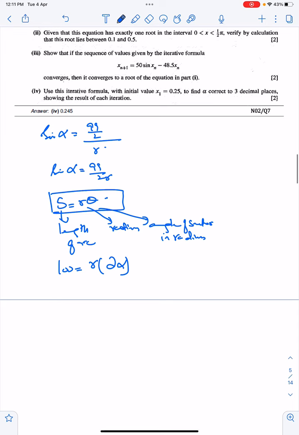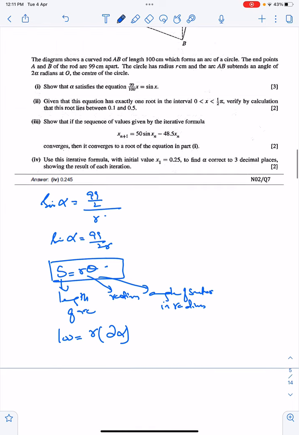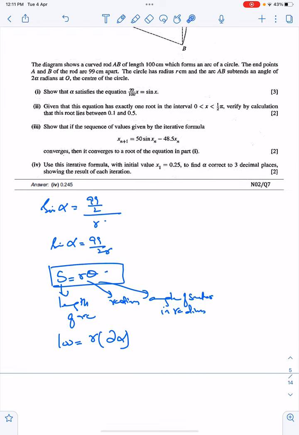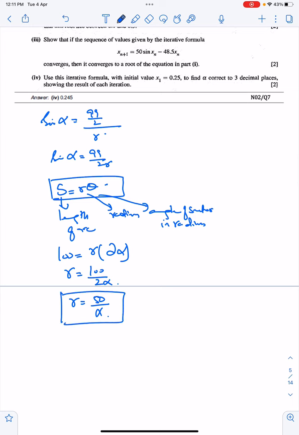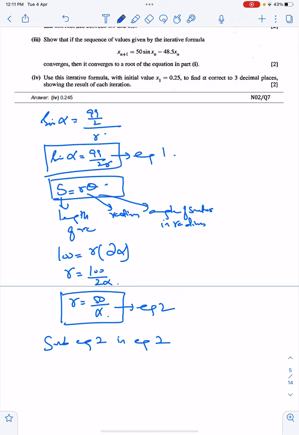Okay, I can make r the subject from here, because if you notice in the formula which they have given us, they have gotten rid of r from here. So making r the subject gives me 100 upon 2 alpha, which is r equals 50 upon alpha. Now I can plug in this r. I'm calling this equation number 2, and I've called this equation number 1. I can write, substituting equation 2 in equation number 1, r equals 50 upon alpha. I can plug it into this.